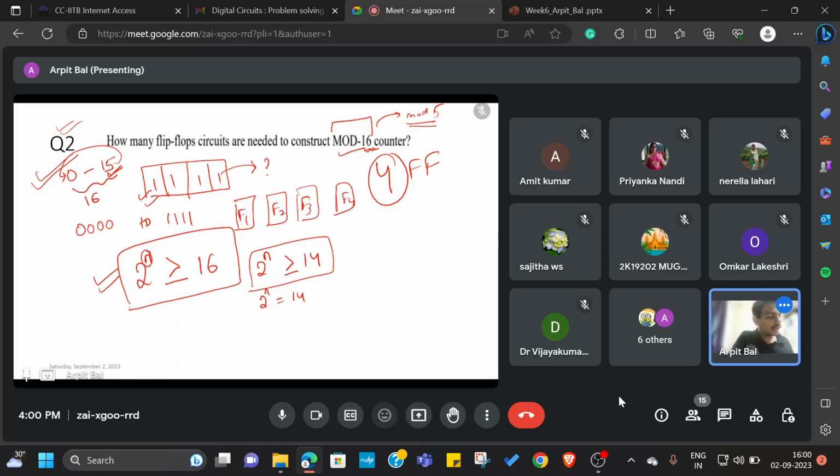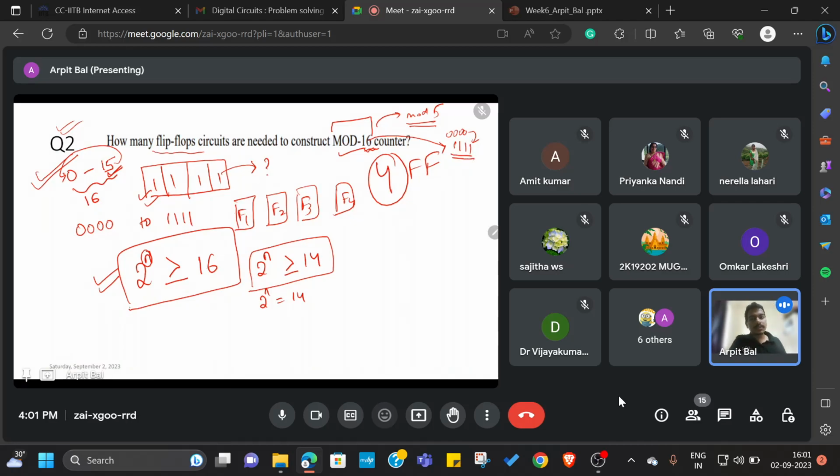So here we needed to say how many flip-flops. What we need to figure out is the terminal state. The terminal state is going to be 1 1 1 1, that is 15, because it counts from 0 0 0 0 to 15. So for the terminal state we will need 4 bits.